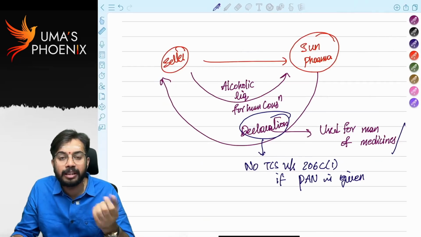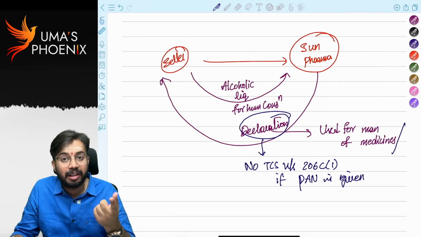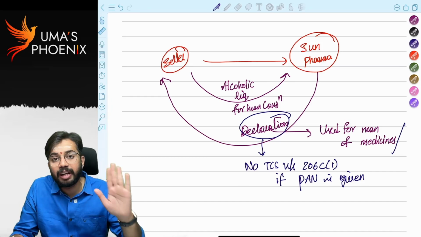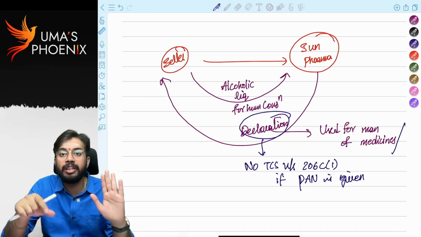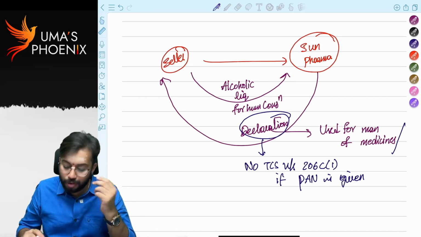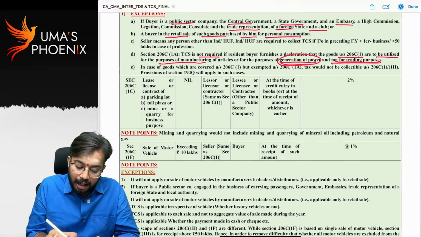Why is coal purchased? For the purpose of manufacture of electricity. Coal is a mineral, so TCS is required to be collected. But if a declaration is given that coal is purchased exclusively for the purpose of generation of power, no TCS will be collected under section 206C1. Is it clear? Next. Seller means who?